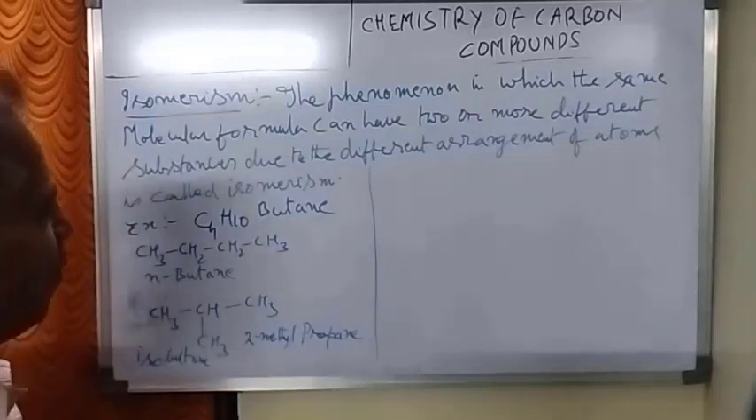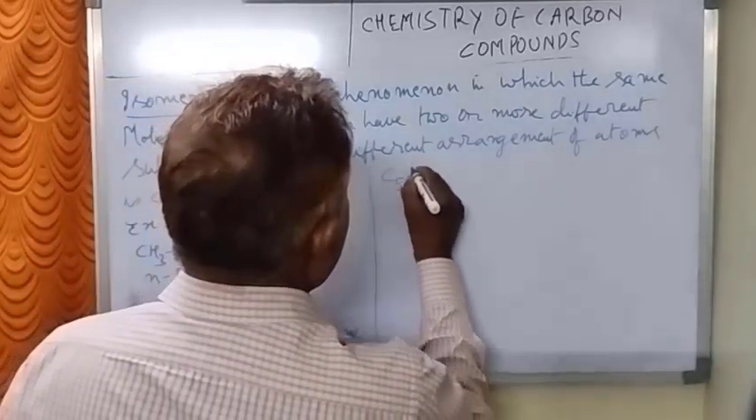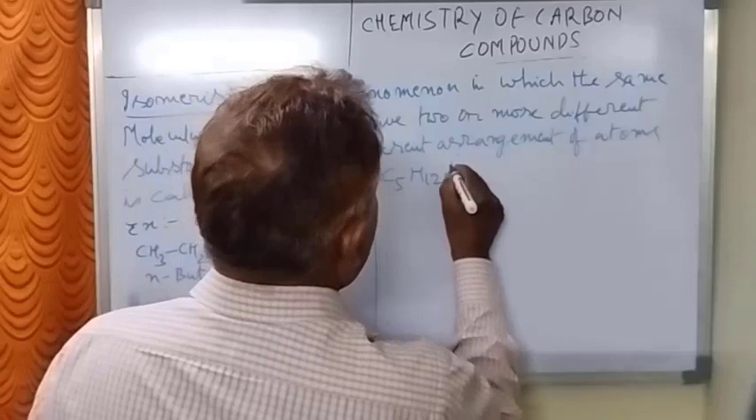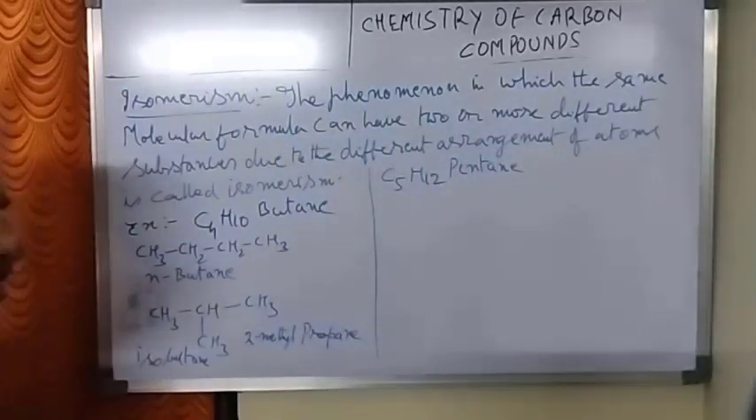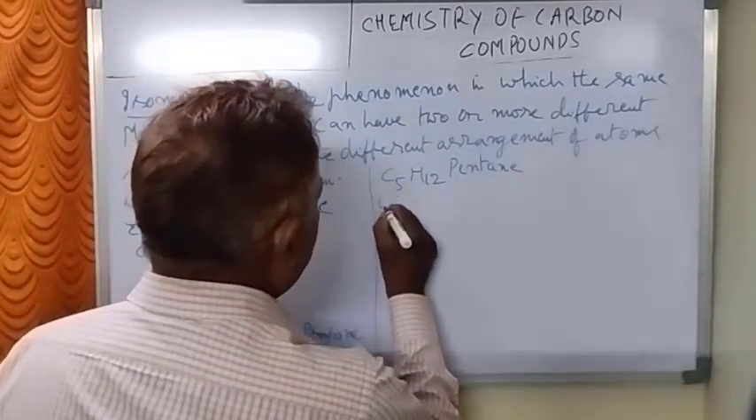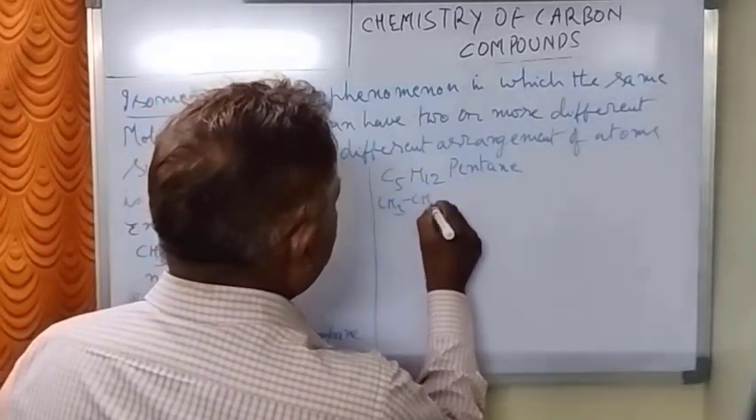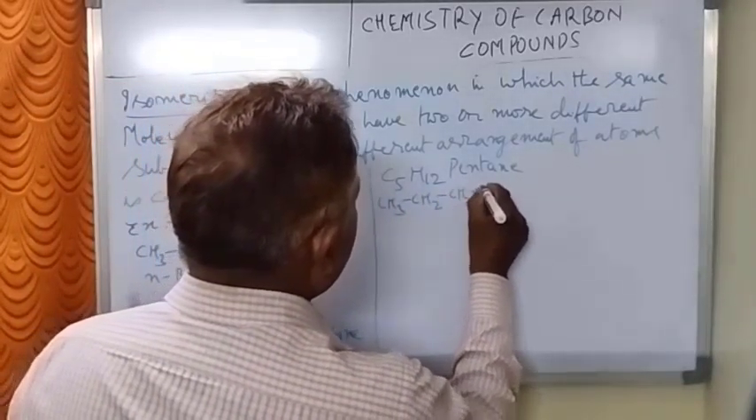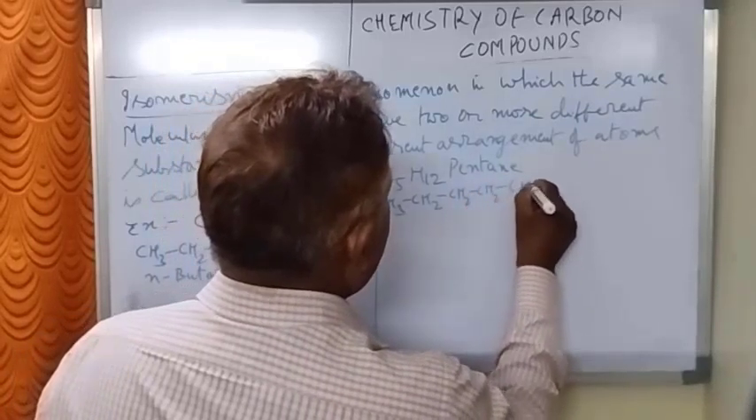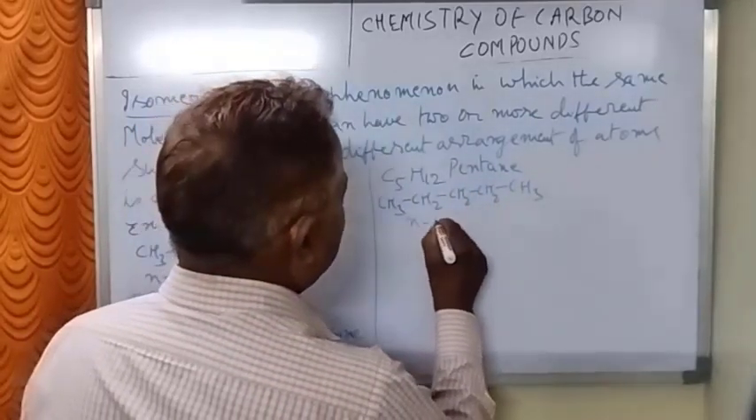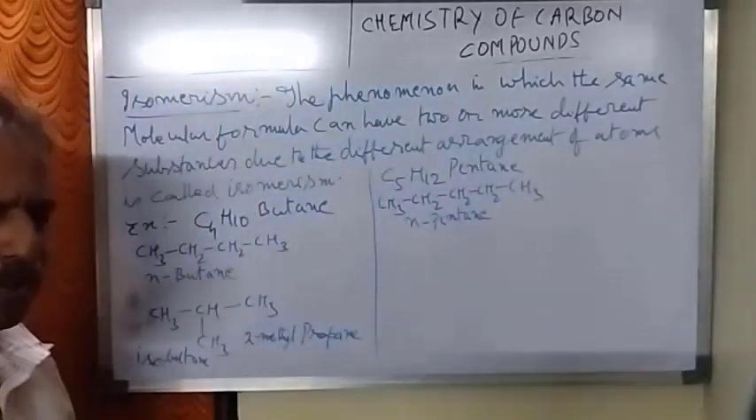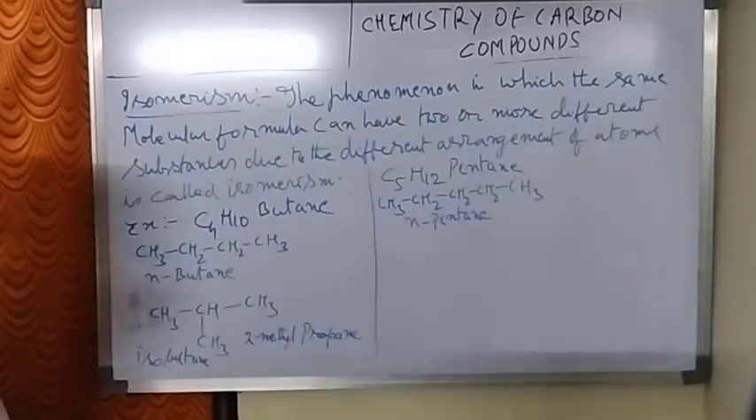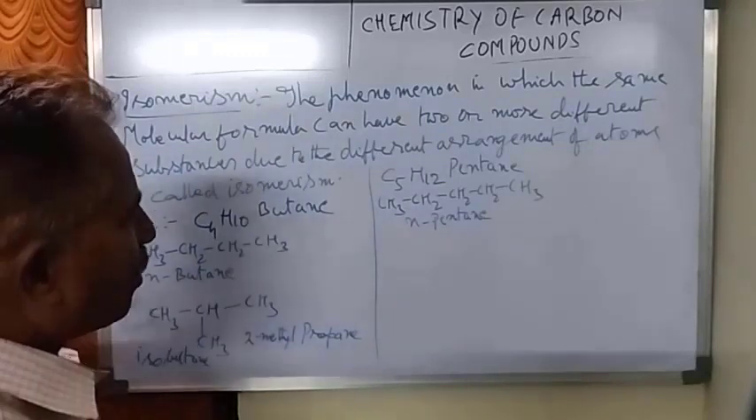Now let us take one more example. C5H12. This is pentane. So the first structure is to keep all the carbon atoms in a single straight chain. CH3, CH2, CH2, CH2, CH3. This is N-pentane. N refers to normal. Normal substance means all the carbon atoms are present in a single straight chain.